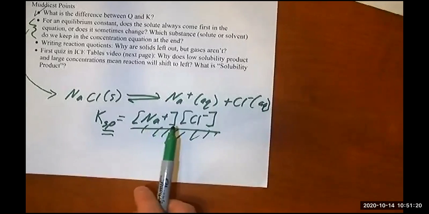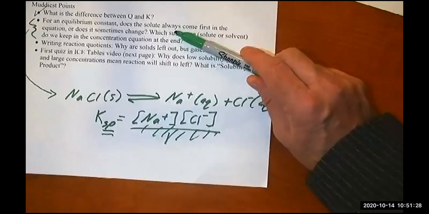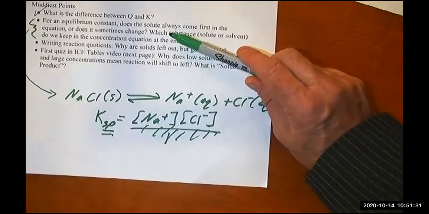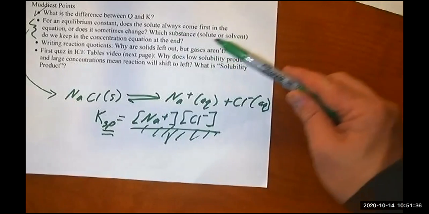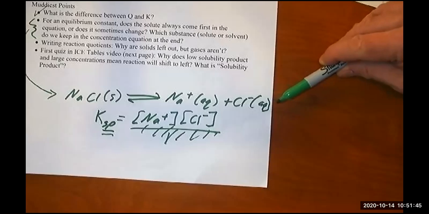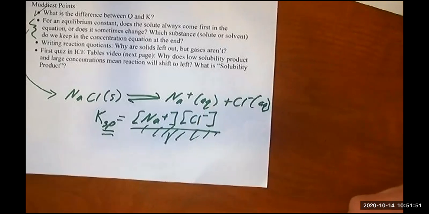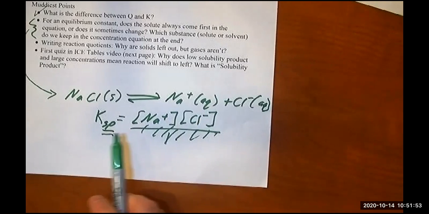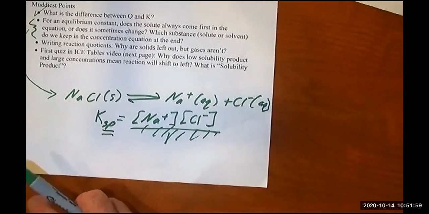So that is how this is structured. It is not generally true that the solute will always come first. It is just a function of it being a solubility product in this case. Which substances do we keep in the concentration equation at the end? You keep the ones that are dissolved or gases. That's the general rule. There's nothing special about this one that's any different. It's just that in this case, we know that the thing on the left will not be kept because it is a solid or a liquid.